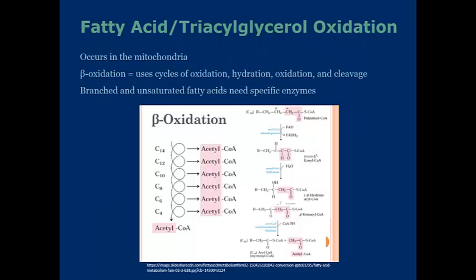Here's a diagram of what this type of oxidation and reduction repetition is going to look like. This is often called beta oxidation. It uses cycles of oxidation, hydration, oxidation, and cleavage to break down saturated fatty acids. If they are branched or unsaturated, they will need specific enzymes to proceed.